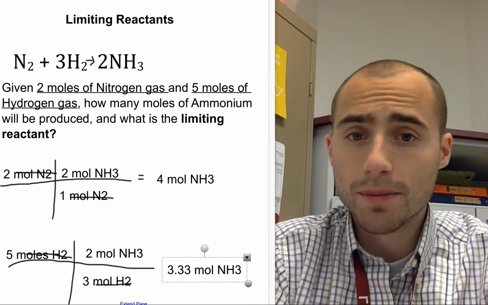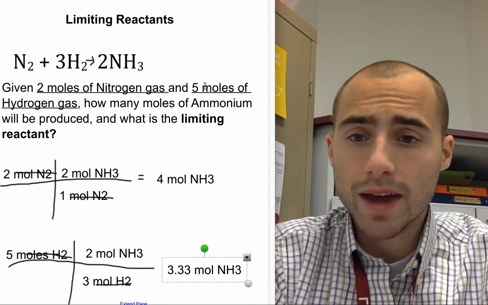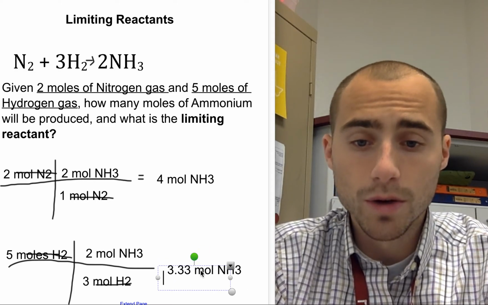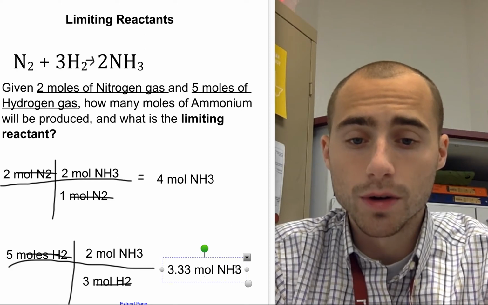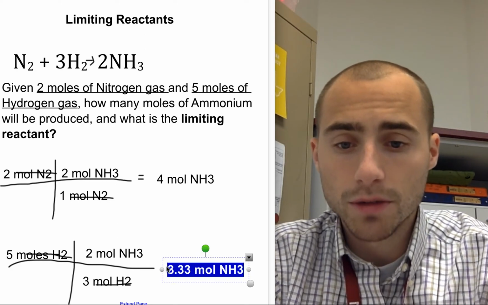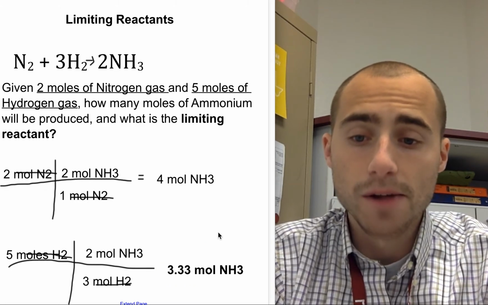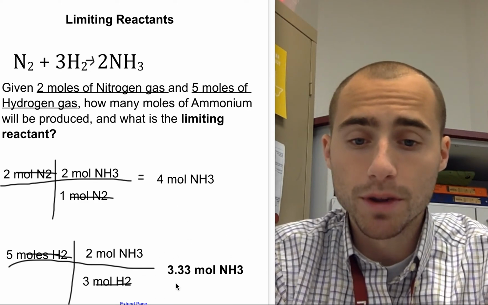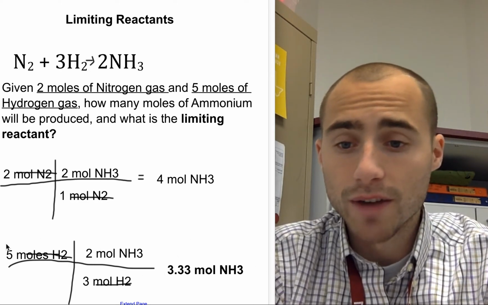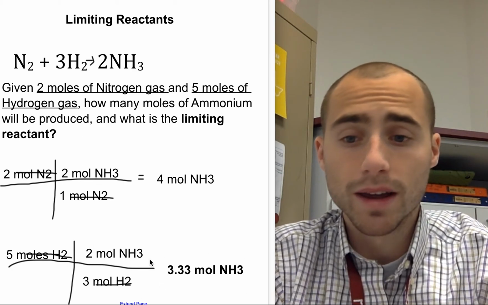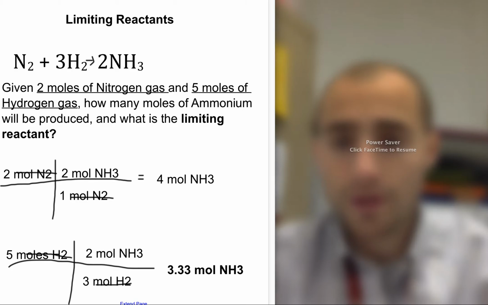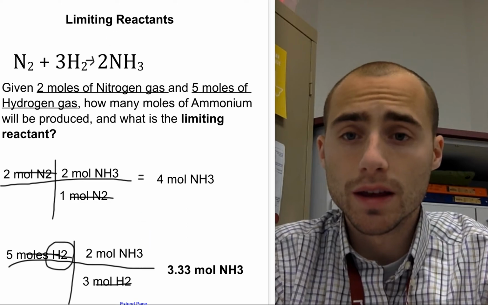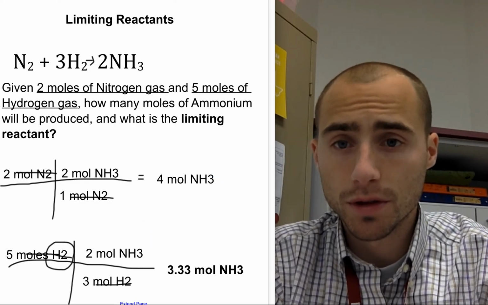So what that means is we are comparing, if we are given 2 moles of nitrogen gas and 5 moles of hydrogen gas, how many moles of ammonia will be produced? Whichever number comes out lower is going to be our final answer. So 3.33 moles is how much ammonia will actually be produced. 3.33 moles. And our limiting reactant is whichever of the two reactants produce the lower number. In this case, hydrogen gas, right here, hydrogen gas produced the lower number, 4 versus 3.33.